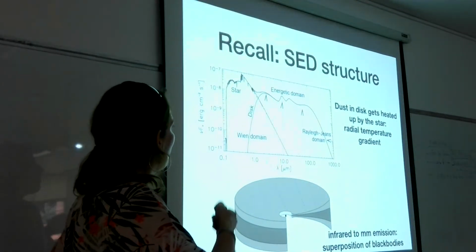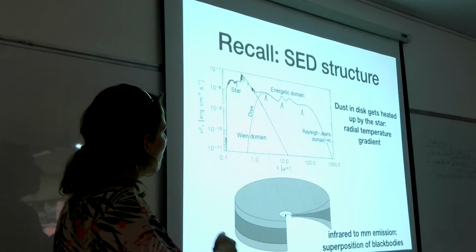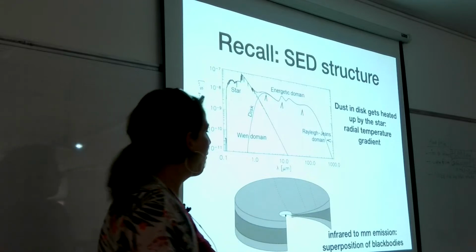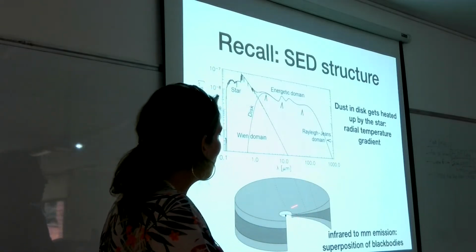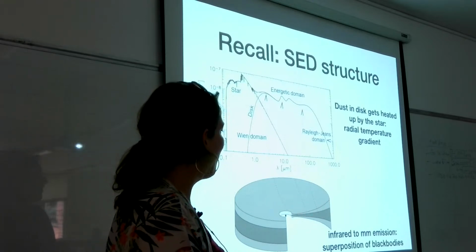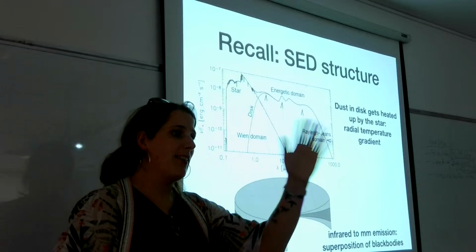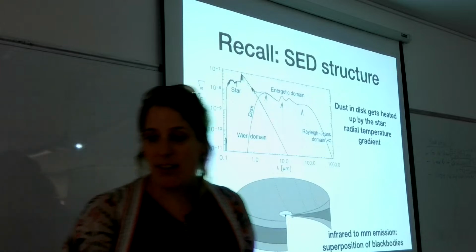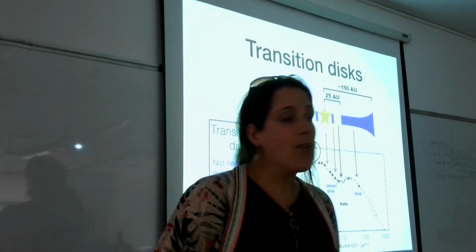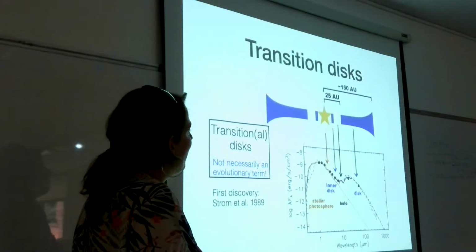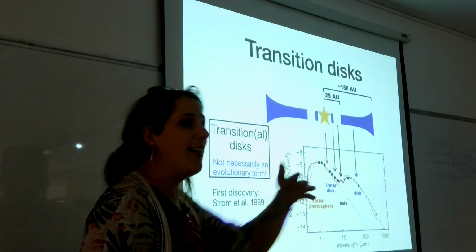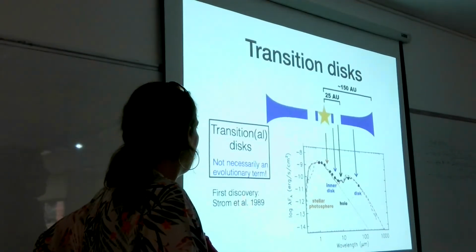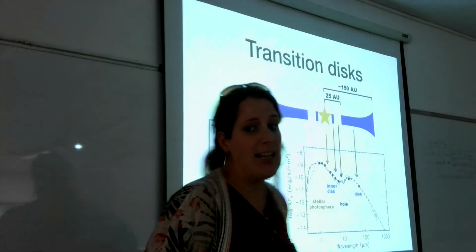So if you remember how the spectral energy distribution of a disk looks like, we have the flux as function of wavelength, we have the contribution from the star, and then we have the infrared excess from all the essentially different dust radii in the disk, all emitting at slightly different temperatures. So you have a superposition of black bodies in the infrared excess. And then if you would carve a gap in this, it would naturally lead to a deficit in the infrared part of the SED. So the first transition disk was actually discovered in 1989.